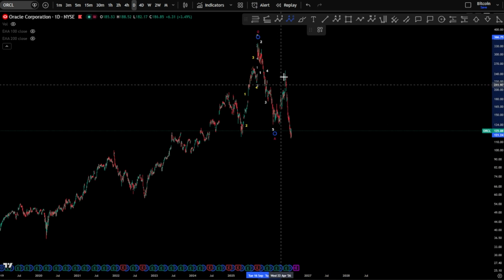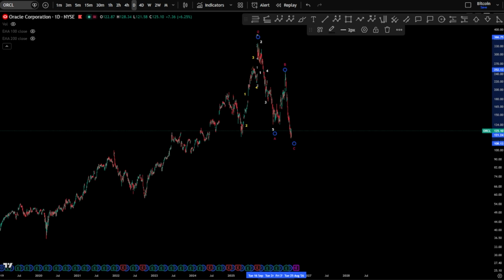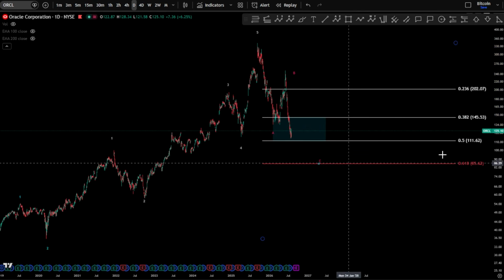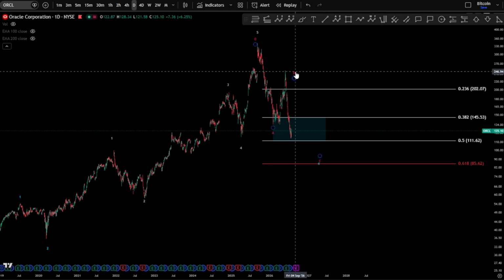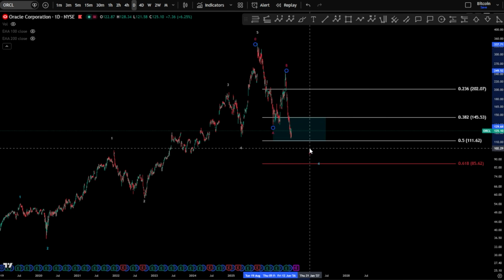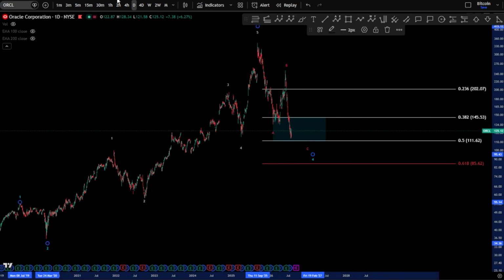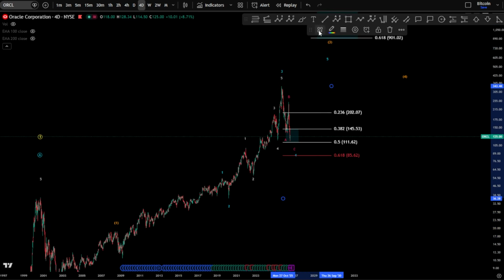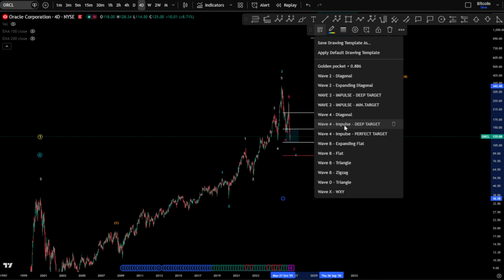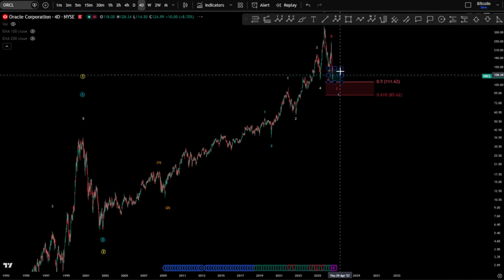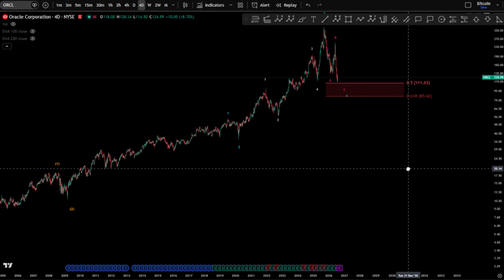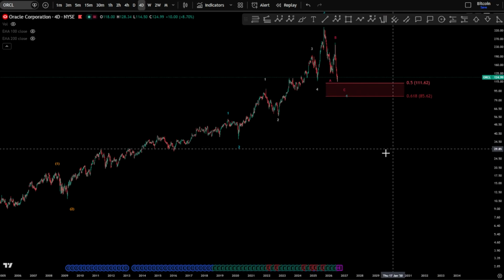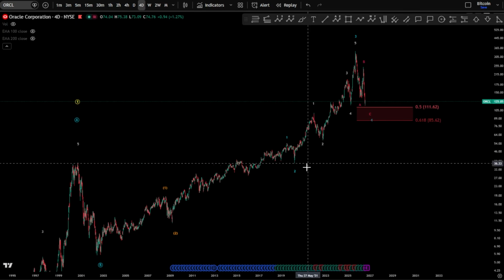Wow. So A, B, and a C, but what are we looking for exactly? Let me check the macro level. All right, we're looking for this wave C. Yes, it has played perfectly here. Wave 4. All right, so it's a wave 4, and here we are in the deep target for a wave 4. So yeah, we're heading towards the 0.5 Fibonacci level, $111, to finish this wave C.